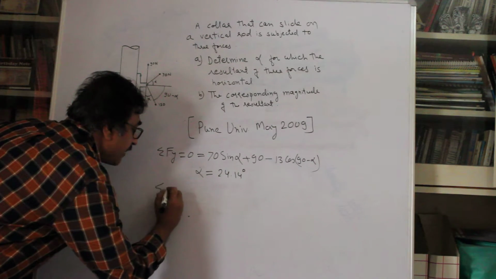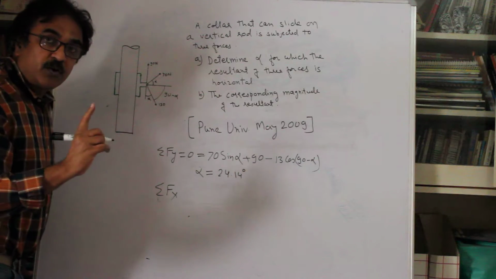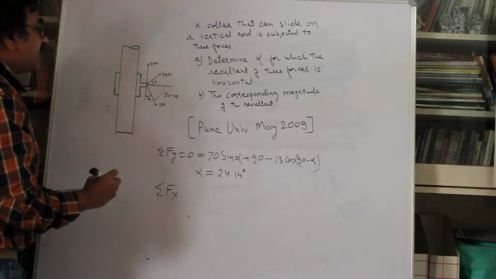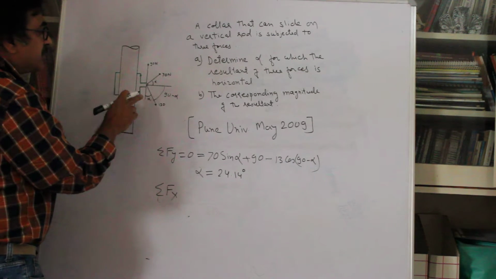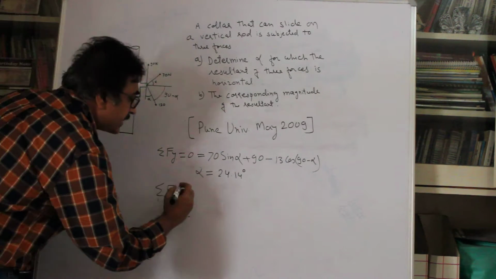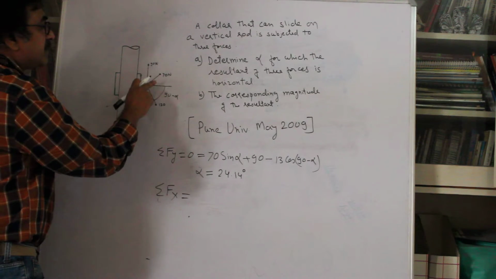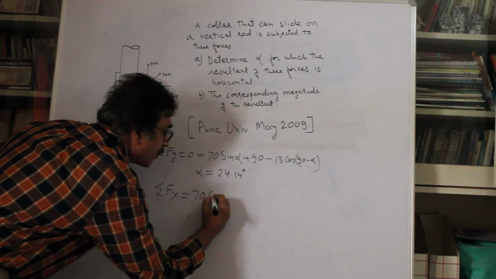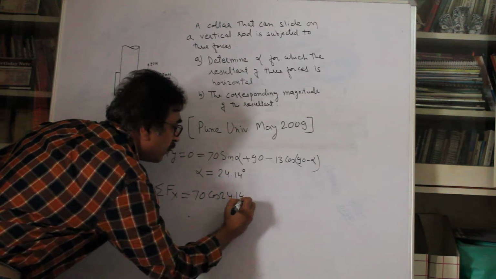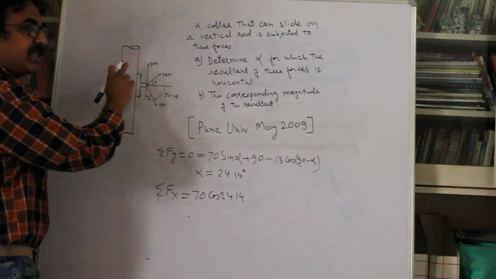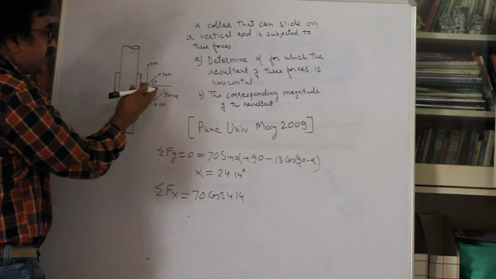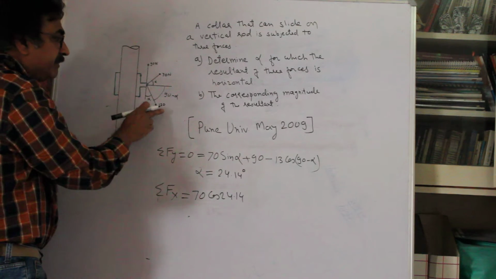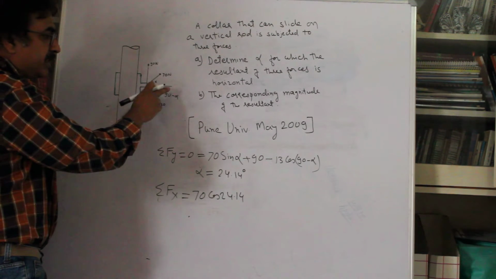That means you want to find out sigma Fx. Note, this is not 0. This in fact has some value because the resultant is in the horizontal direction. So just put the values, resolve all the forces in the x direction. This will be 70 cos alpha. Alpha is 24.14, so 70 cos of 24.14. This 90 will have no horizontal component because this makes 90 degrees with horizontal. And this force again will be making some angle with the horizontal.